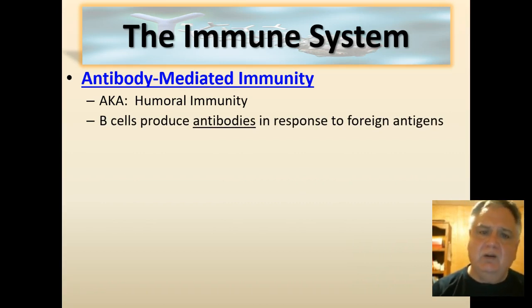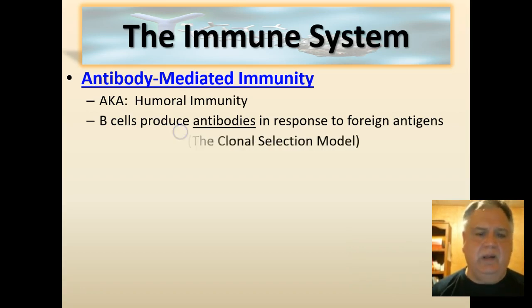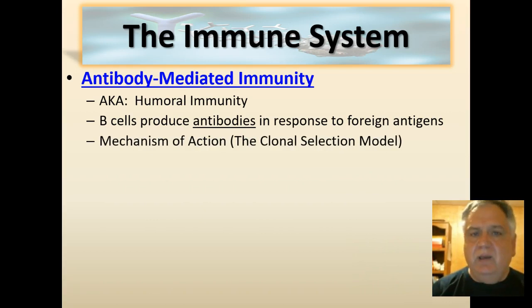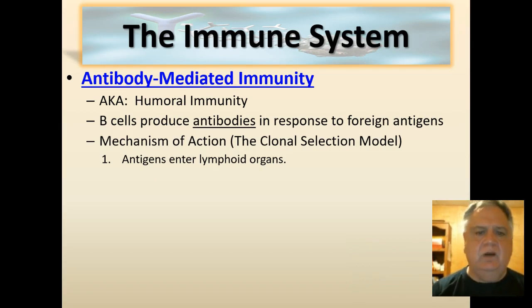Antibody-mediated immunity, unlike cellular immunity, though, is going to primarily involve the B cells. And the B cells are going to produce these antibodies in response to foreign antigens. The mechanism of action, that is to say, how the B cells work, is oftentimes described as the clonal selection model. You'll see why in just a minute. So I'm going to break it out step by step, but remember, this is all happening in rapid succession. So to understand how antibody-mediated immunity works, first we have to have an antigen.